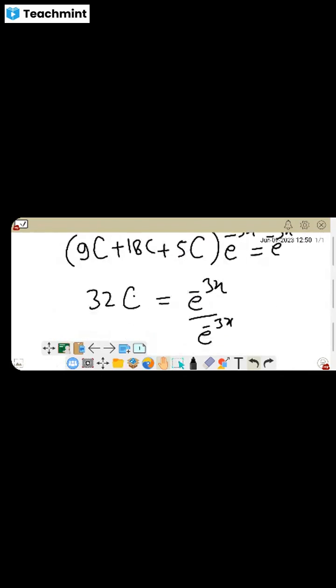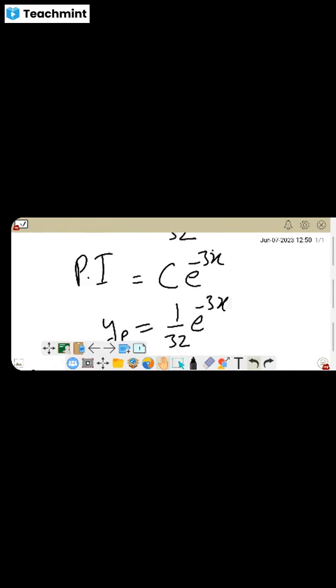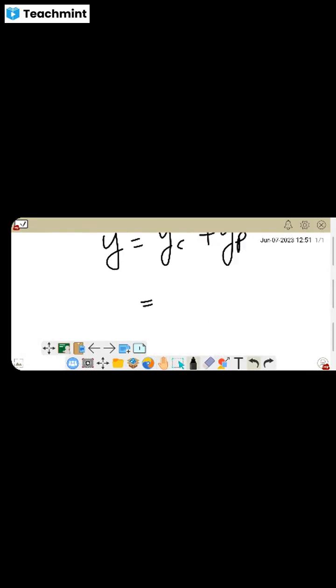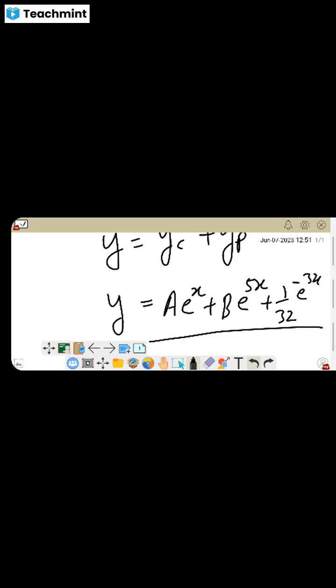We assume over there, and so y is yc plus yp, and yc is a e to the power x plus b into e to the power 5x, plus 1 upon 32 into e to the power minus 3x. So this is the complete solution of the given equation.